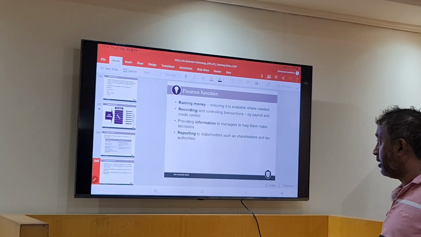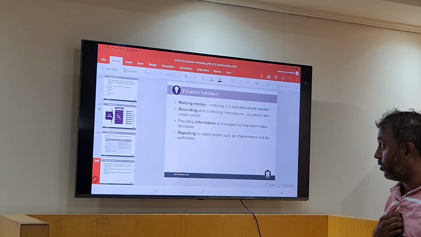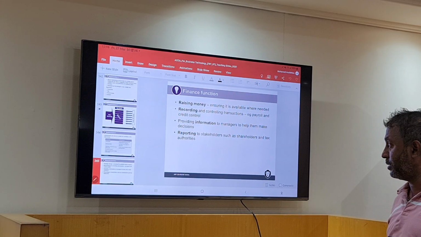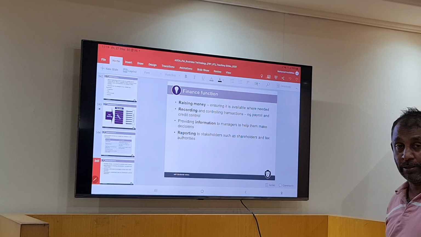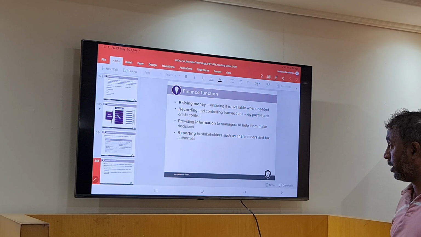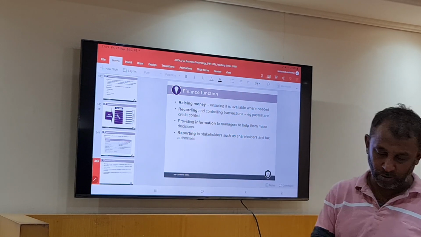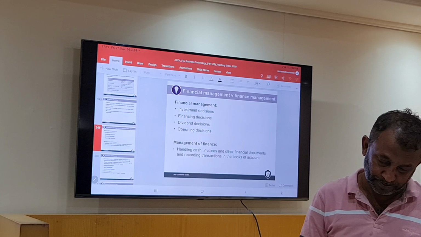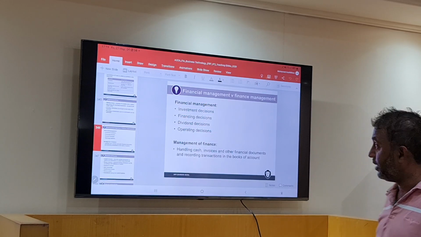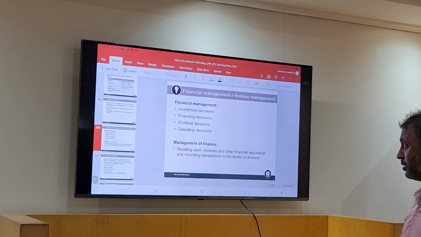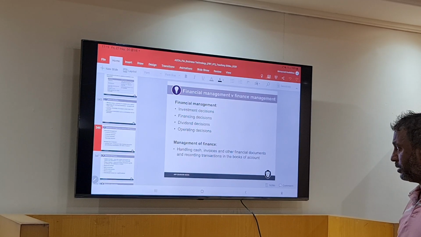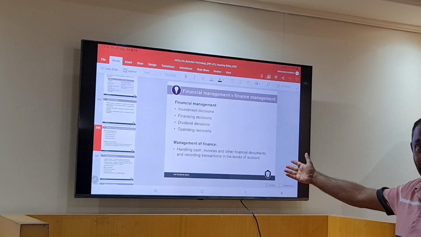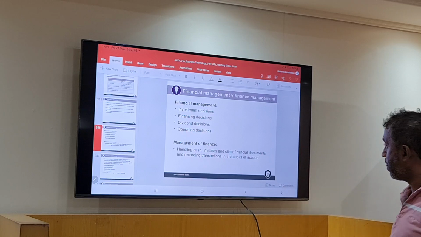Finance function: raising money, obviously; recording transactions; providing and reporting information to all the different stakeholders, including shareholders and tax authorities. Financial management: investment decision, financial decision, dividend decision and operating decision. Management of finance: handling cash, invoicing, other financial documents, and recording transactions in the books, like accounting, bookkeeping and all that.